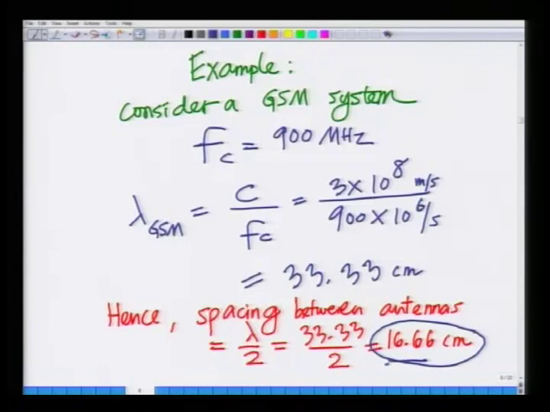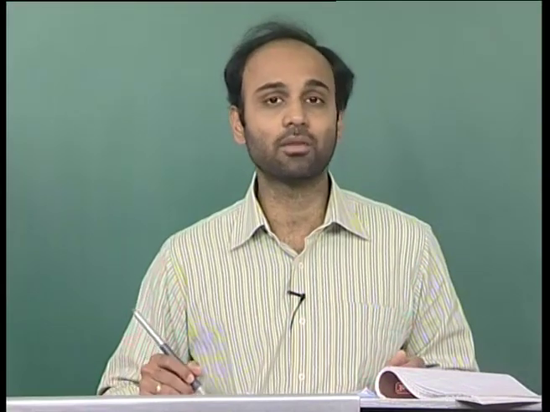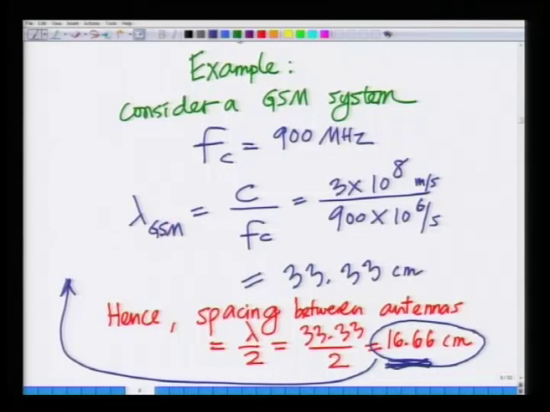If you look at a normal cell phone, it is around 6 to 7 centimeters in dimension. So, in a GSM mobile phone, it is not possible to place multiple antennas for independent channels, because the spacing required is 16.66 centimeters, while the dimension of the phone is only around 6 to 7 centimeters. So, in a GSM phone, it is not possible to place them.